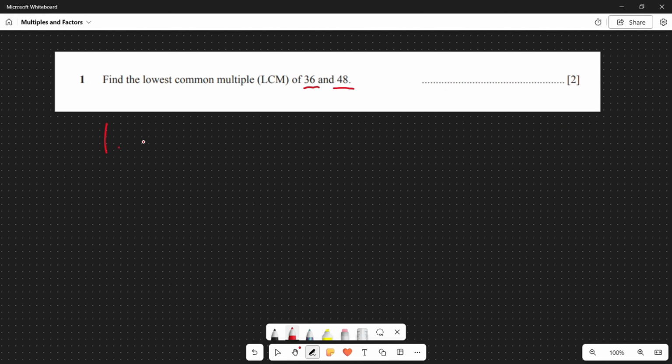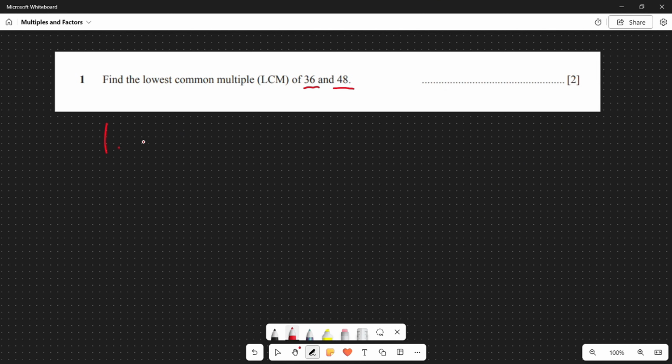I can also do that for 48 here. 48 times 1 is 48, 48 times 2 is 96, 48 times 3 is 144, 48 times 4 is 192, and 48 times 5 is 240. Now, in some cases, they will most likely not be in the range of just 5 multiples, so you have to keep on going further.